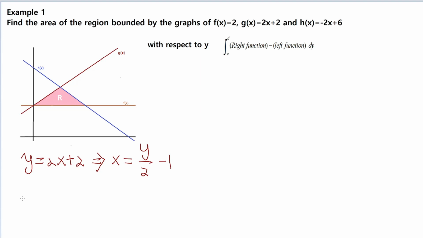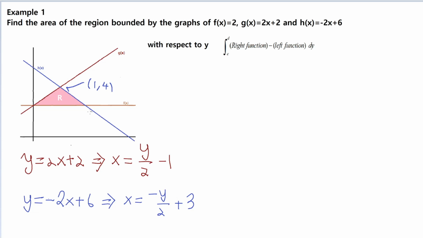Now our h of x was y equal to negative 2x plus 6, and this will equal x equal to negative y over 2 plus 3. Earlier we found that h of x and g of x intersect at x equal to 1, comma 4.